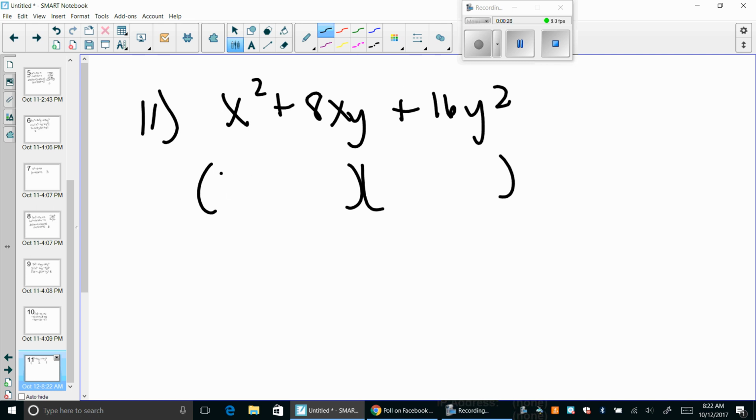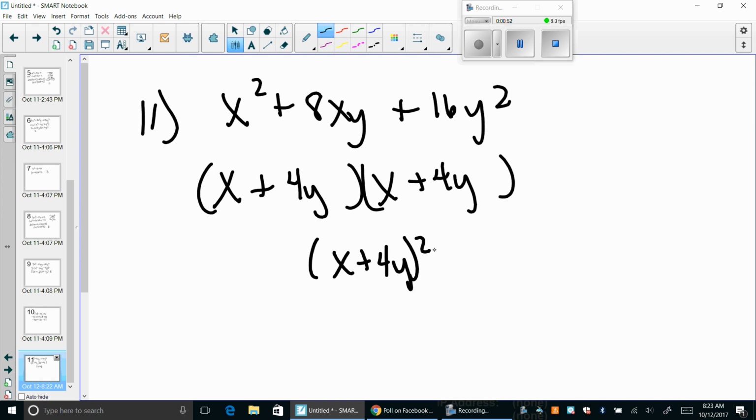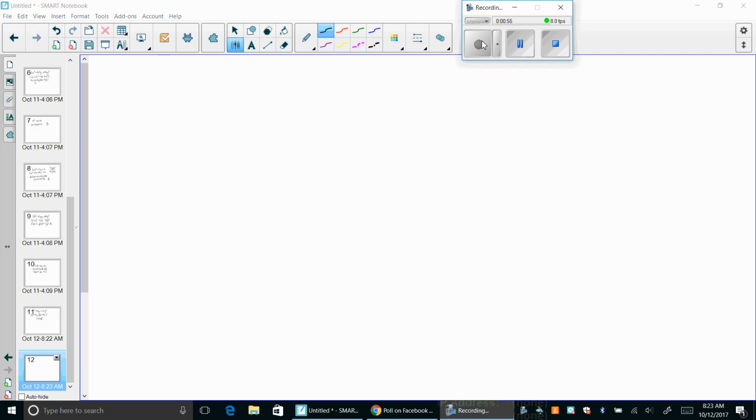With x squared, I'm going to put x here and x here. I've got 16y squared. It needs to add up to 8, so it's going to be a plus 4y and a plus 4y. That multiplies together to give me 16y squared. The outers would be 4xy and the inners would be 4xy, so it would end up being 8xy. Another way to write this is x plus 4y squared.